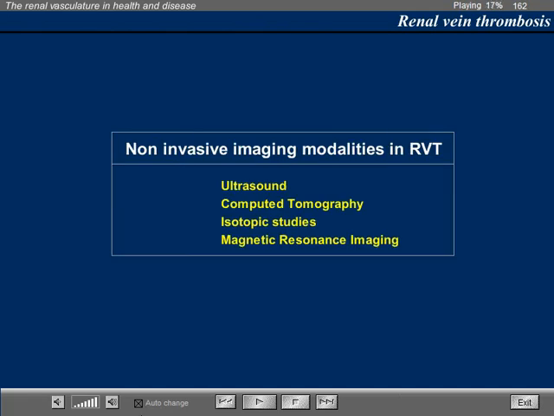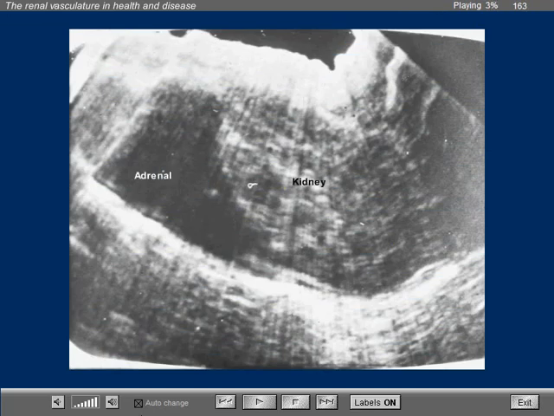Non-invasive imaging modalities for the diagnosis of renal vein thrombosis include sonography, computer tomography, isotopic examination of the kidneys, and magnetic resonance imaging. A baby had a palpable left kidney and proteinuria, as well as hematuria.